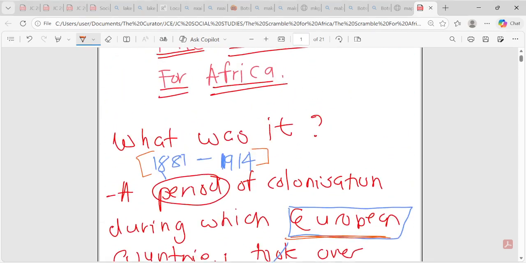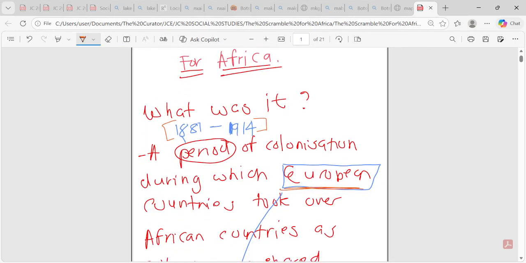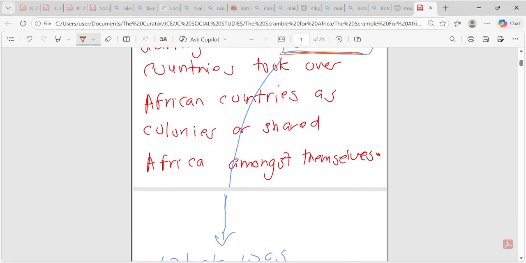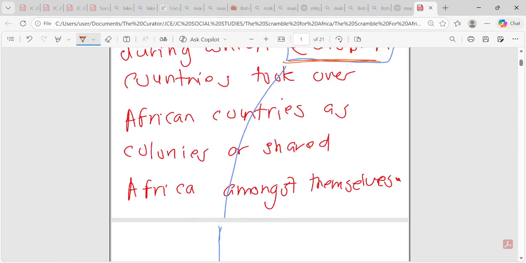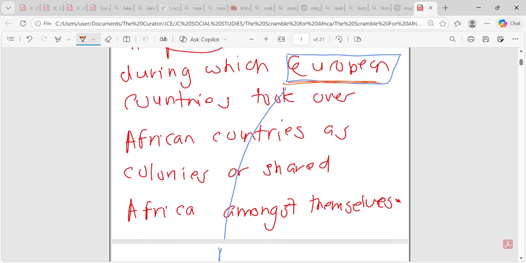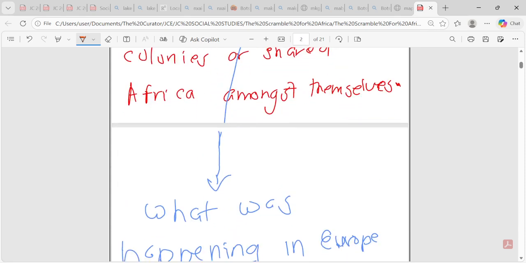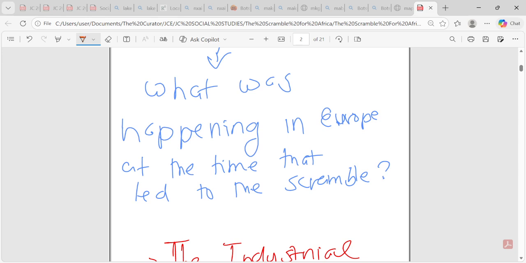So the scramble for Africa was a period, a point in time, of colonization during which European countries took over African countries as colonies or shared Africa amongst themselves. Now, what would cause someone to leave their homeland and go and colonize another country? What prompted these people to leave their own countries and come to Africa? What was happening in Europe at the time that led to the scramble?